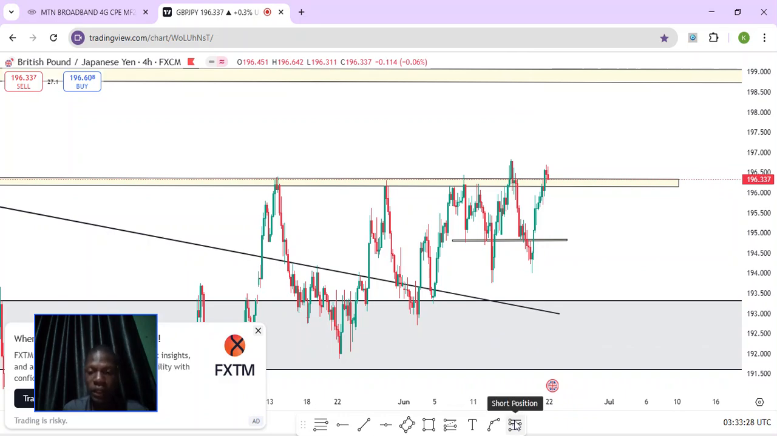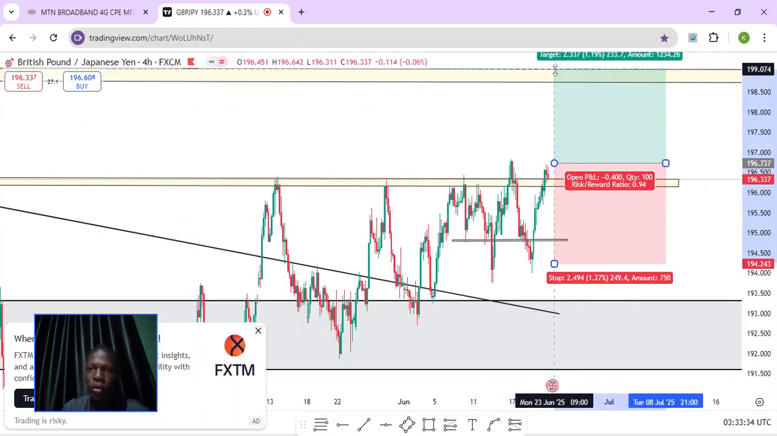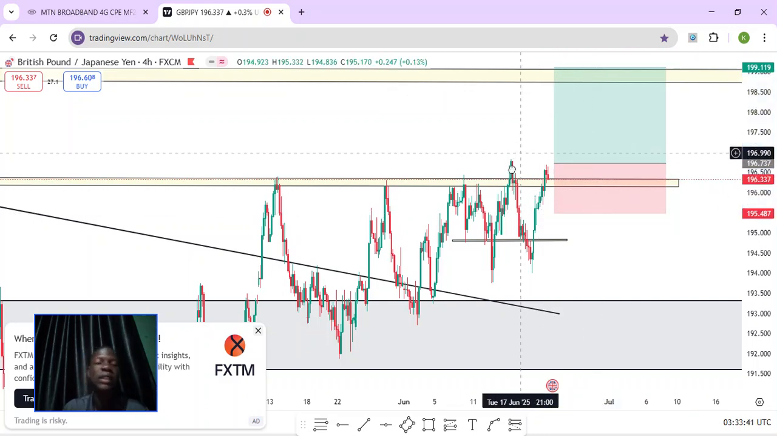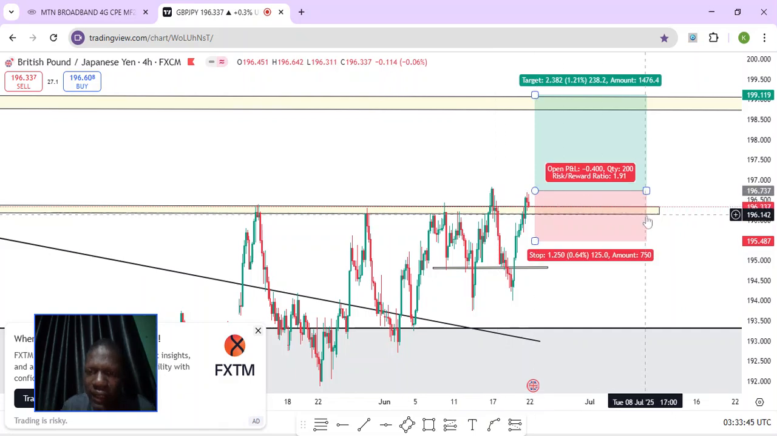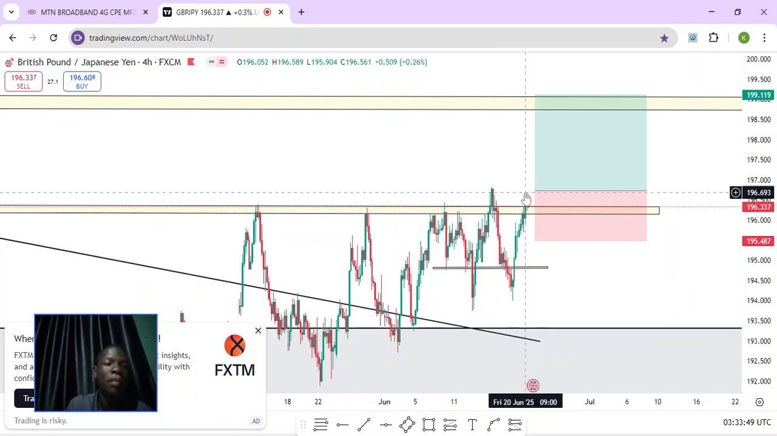Then let me check the potential targets. Something like this, just to know, and where our stop loss is going to be. Our stop loss should be around here. So this is more or less like a 1 to 2 risk to reward ratio. So the thing is, guys, please make sure there is a daily candle close above. Make sure there is a daily candle close above before entering.